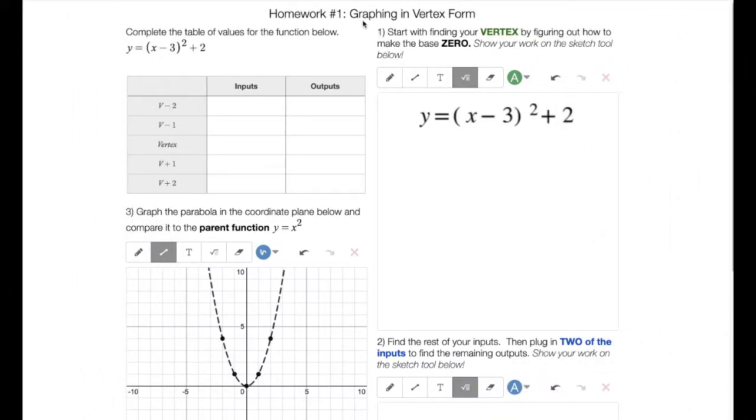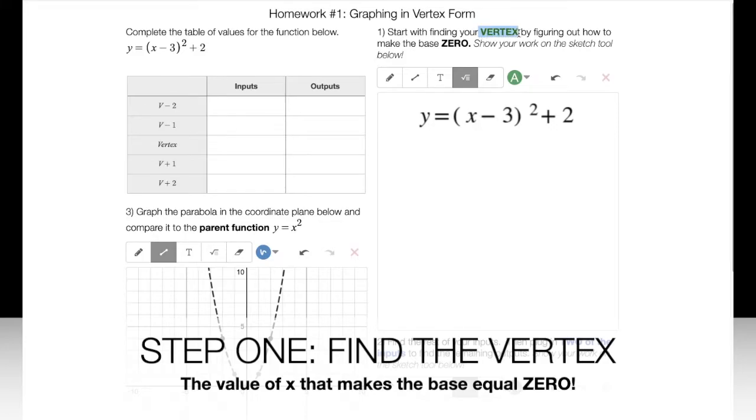All right, so we're graphing here in vertex form. So we always have to start with finding the vertex. The vertex is your middle point, and the entire parabola depends on where that vertex is located. To find the vertex, we're looking for the value of x that makes the base 0. And the reason why we want 0 is because 0 squared is 0. It is the only unique point.